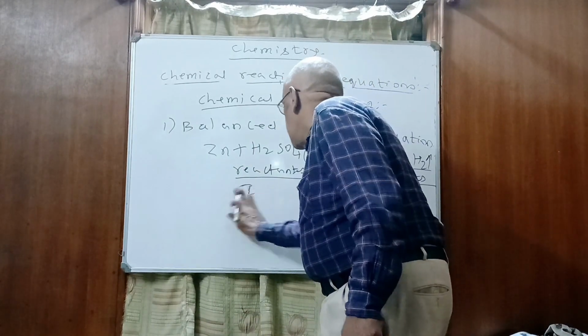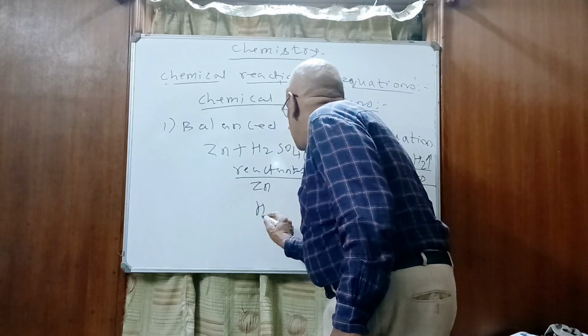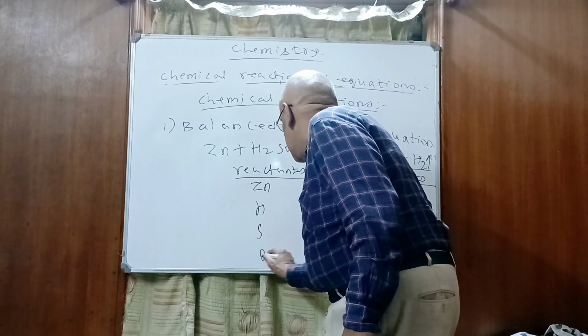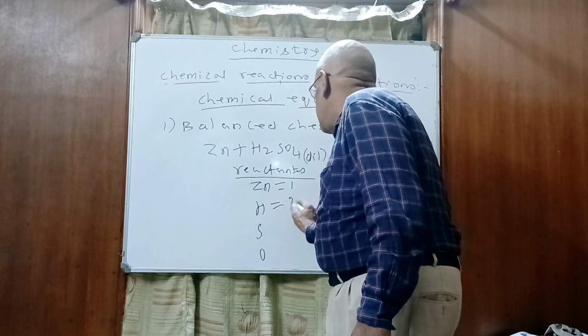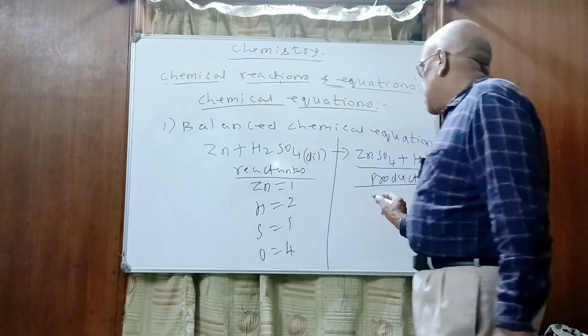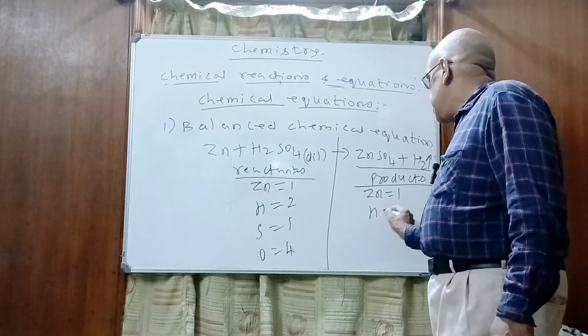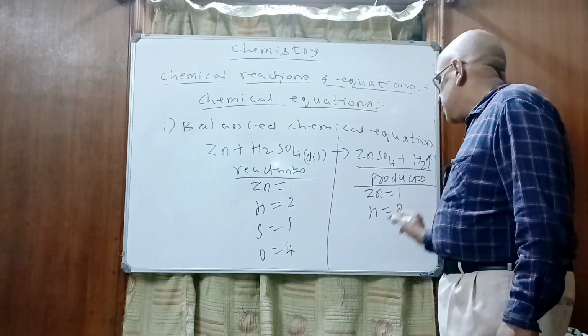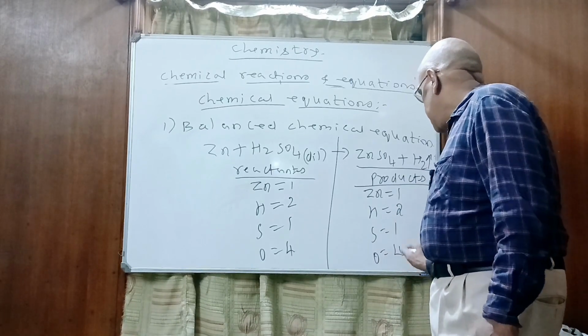Who are the reactants? Zinc. Who else is there? Hydrogen, sulfur, oxygen. How many zinc atoms? 1 atom. Hydrogen, 2 atoms. Sulfur, 1. Oxygen, 4. Come here children. How many zinc atoms? 1. How many hydrogen? 2 atoms. Sulfur, 1. Oxygen, 4.